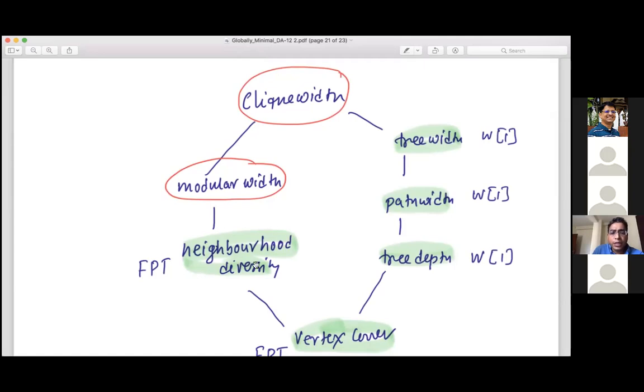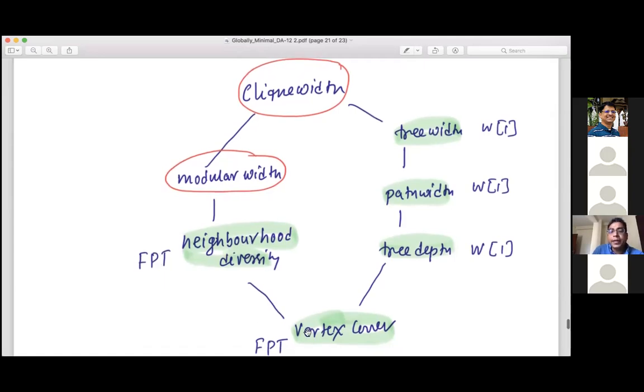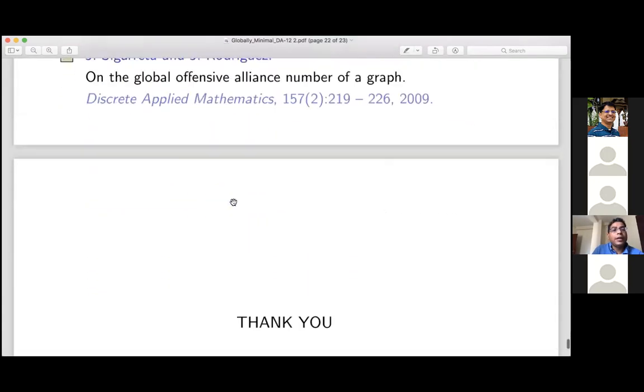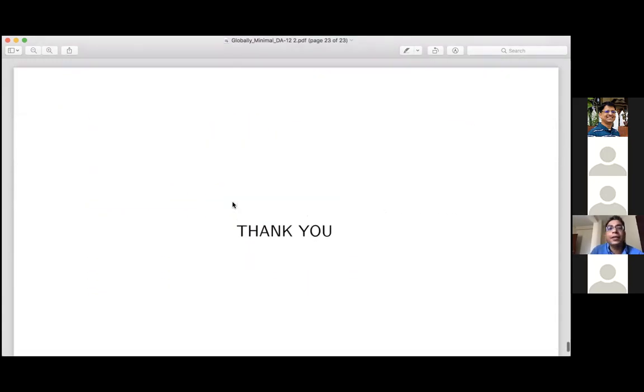So we have proved that with respect to the neighborhood diversity, the problem is FPT. That implies that, since vertex cover is a larger parameter, it is also FPT with respect to vertex cover. And for these three parameters, we have proved that the problem is W[1]-hard. The problem remains open, whether it is FPT, W[1]-hard, W[2]-hard or whatever, with respect to other parameters like clique width and modular width. Okay, thank you very much.